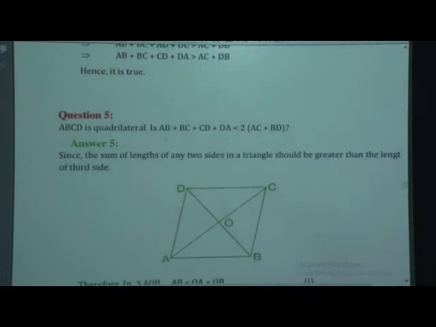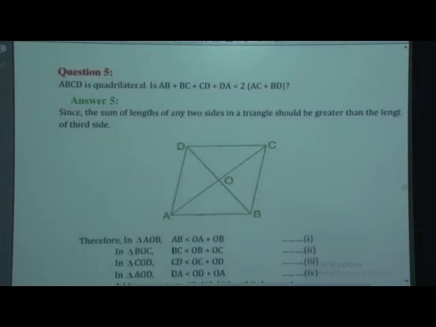Now we will see one more example. Here we have a quadrilateral ABCD. Prove that AB plus BC plus CD plus DA is smaller than 2 times AC plus DB, or BD, both are the same. So we have to prove this by taking the help of the properties of a triangle. Since the sum of the lengths of any two sides in a triangle should be greater than the length of the third side, this everyone knows because we had seen many examples related to this.